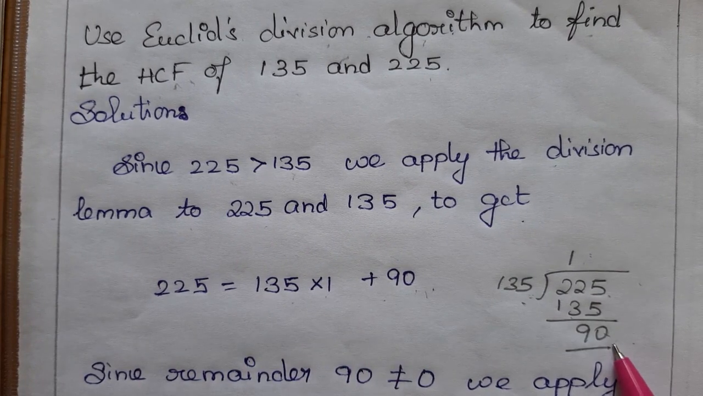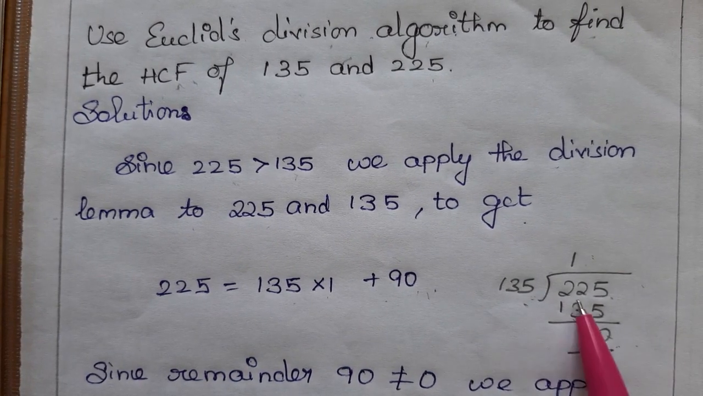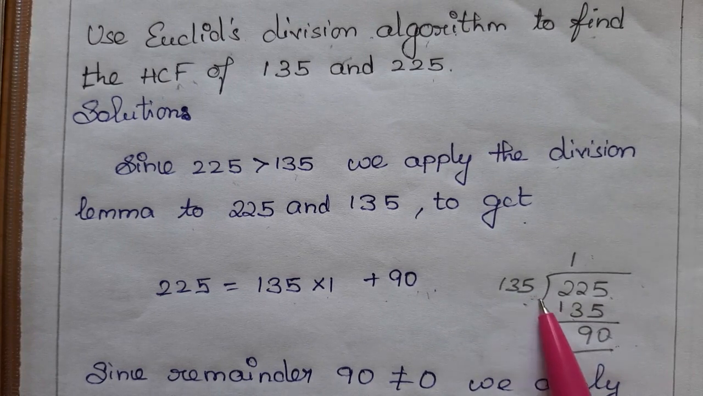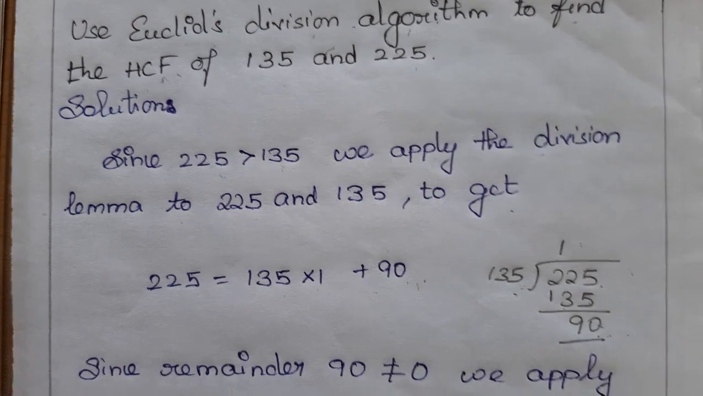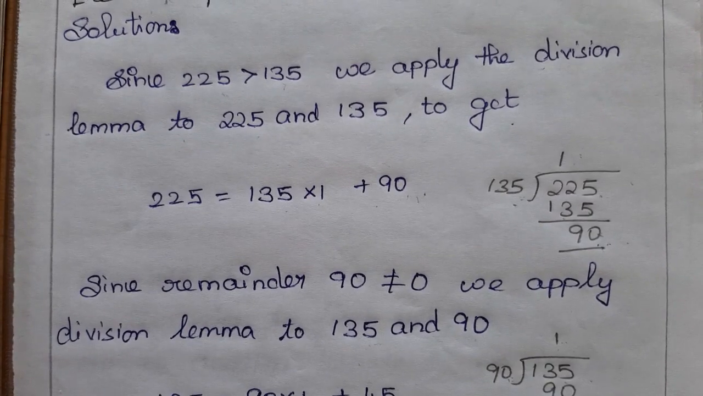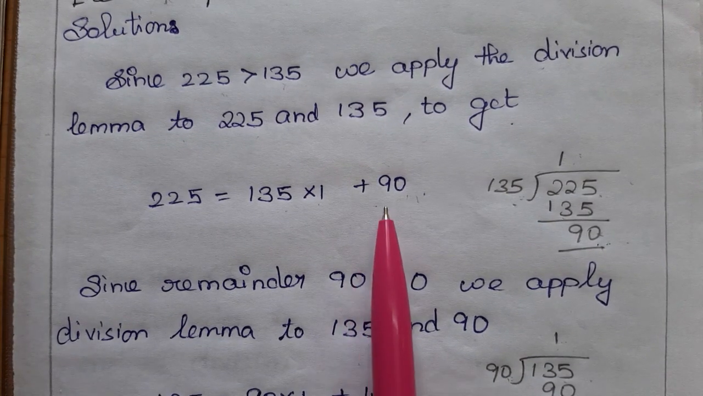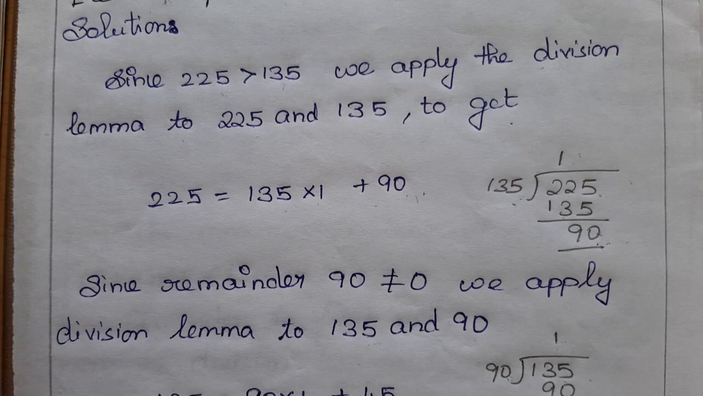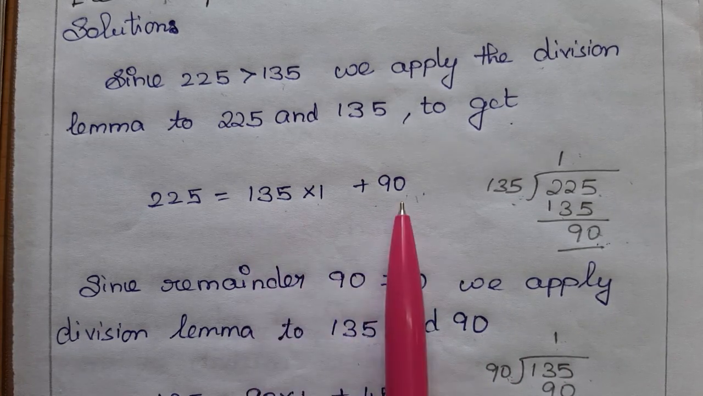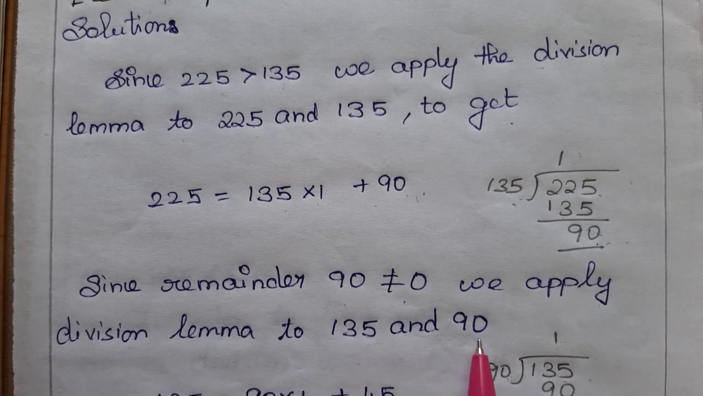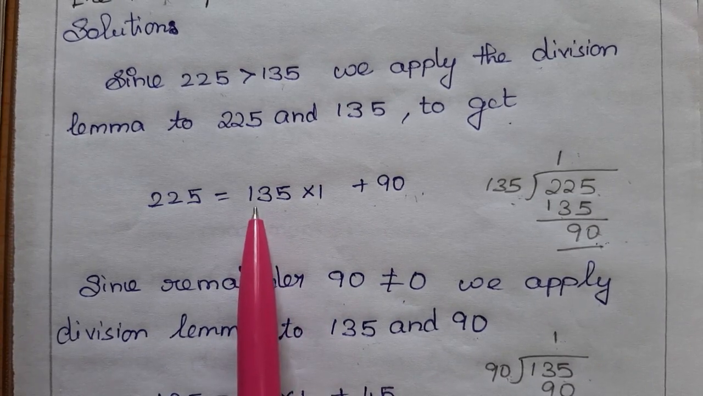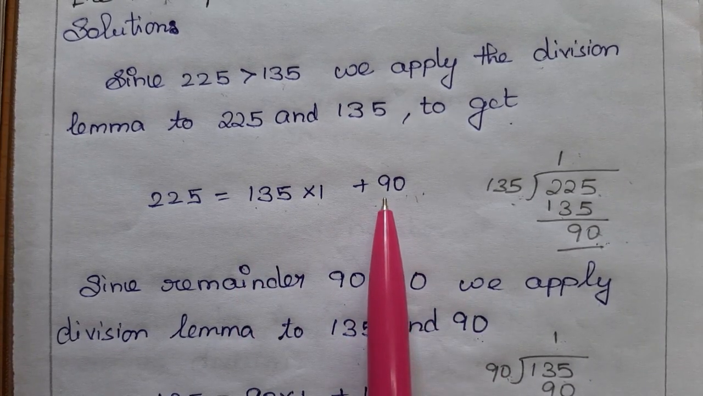Just doing a normal division, 225 divided by 135 gives 1 times 135 and the remainder is 90. Here the remainder is not equal to 0, and the algorithm says that if the remainder is not equal to 0, we repeat with the divisor and the remainder. Since the remainder 90 is not equal to 0, we apply the division lemma to 135 and 90. 135 was the divisor and 90 the remainder in the previous stage.